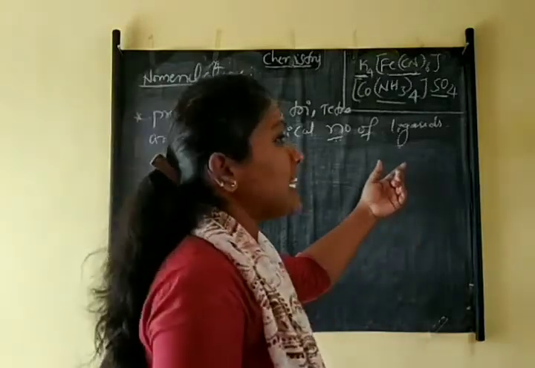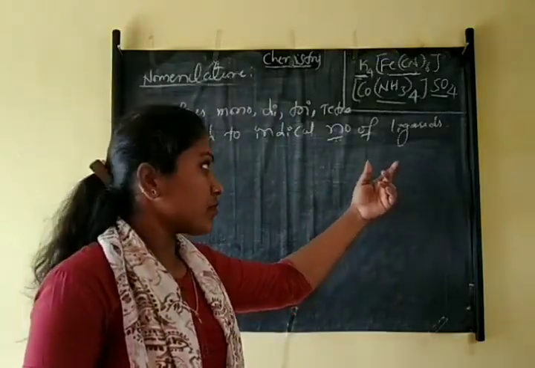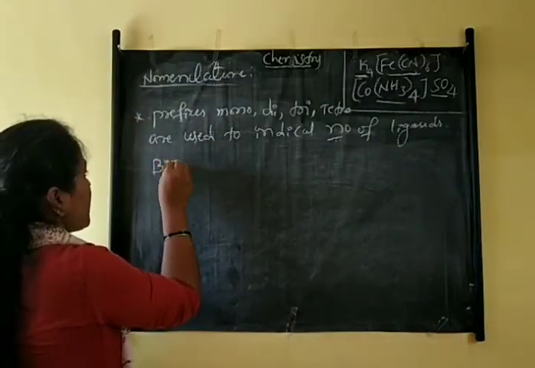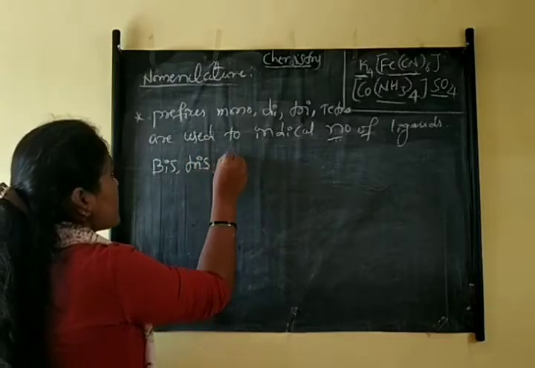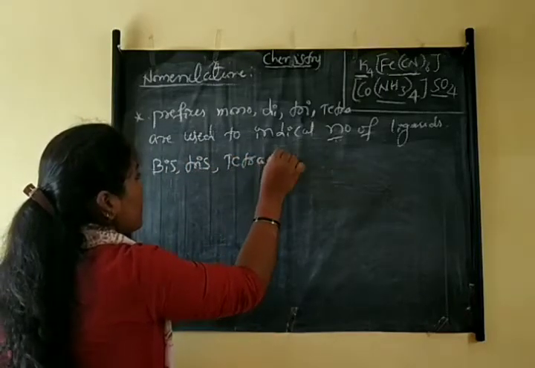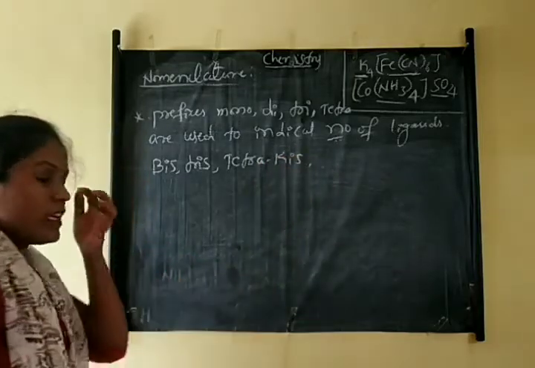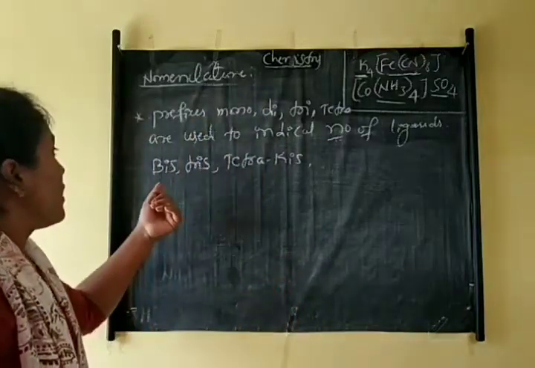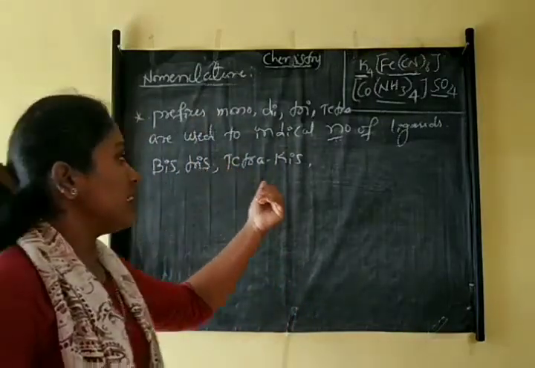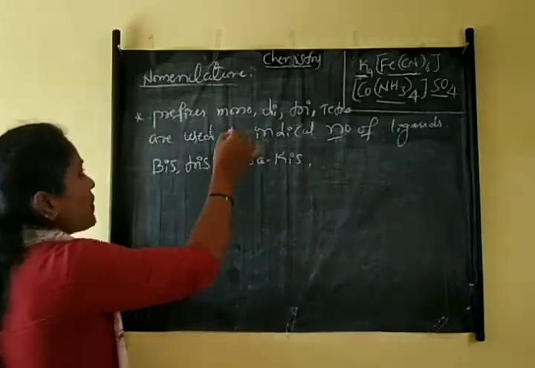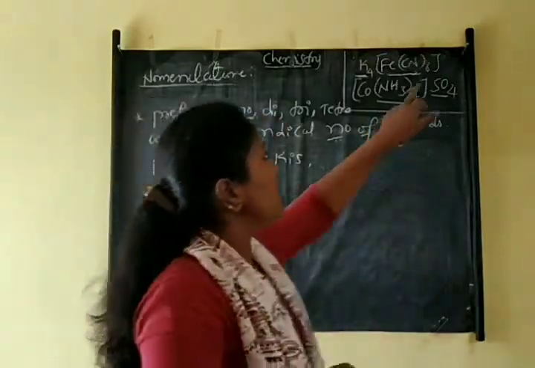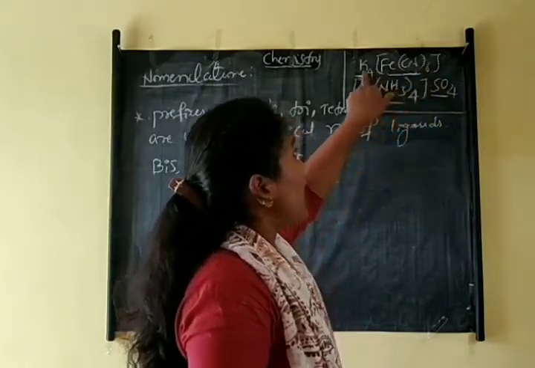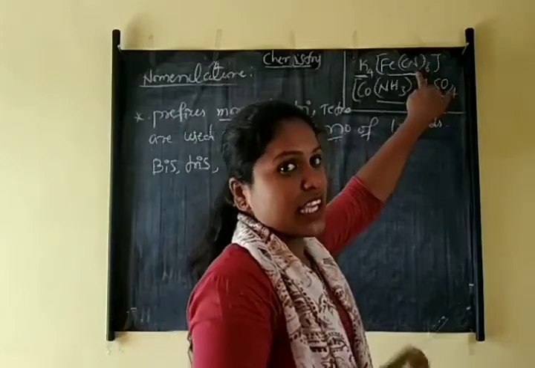And also, if the ligands contain numerical prefixes, then we use the words bis, tris and tetrakis. For example, here the ligands are 6, so that's why we name it potassium hexacyano.